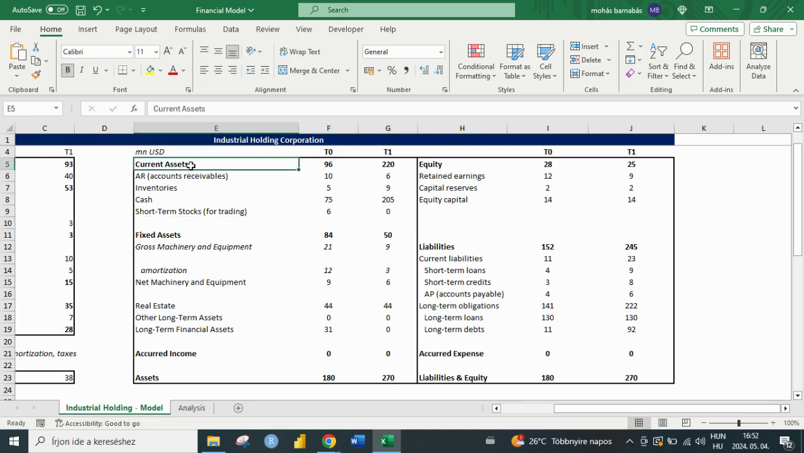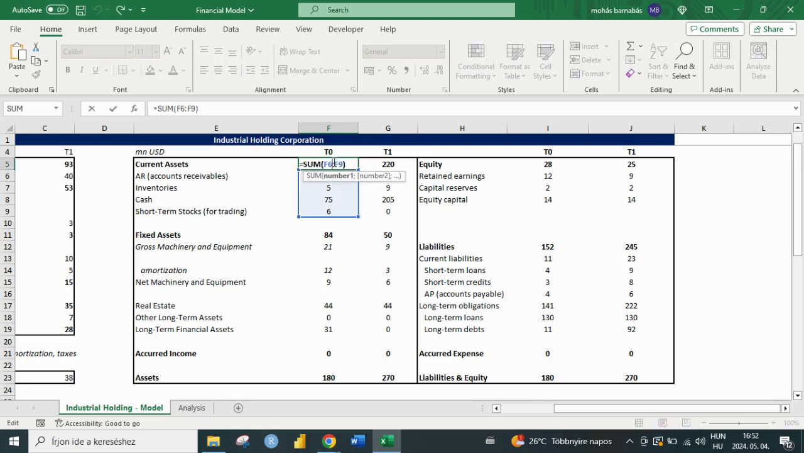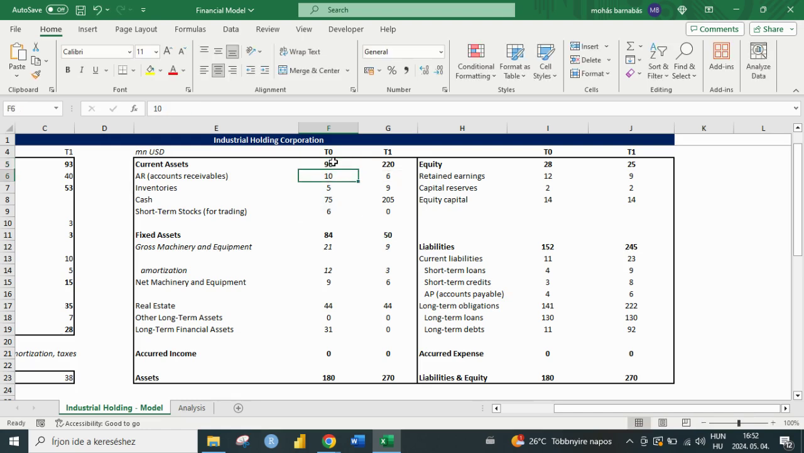Now let's go a little bit deeper into the details of the corporation. Here, let's start with the current assets. We can call them liquid assets. And this number here, the 96 million US dollars, is added up from the upcoming four elements, for this AR or accounts receivables. Basically, those are accounts that are still not paid by the stakeholders of the company.